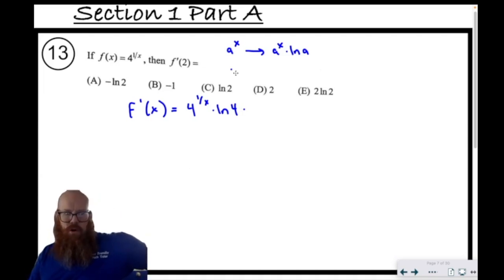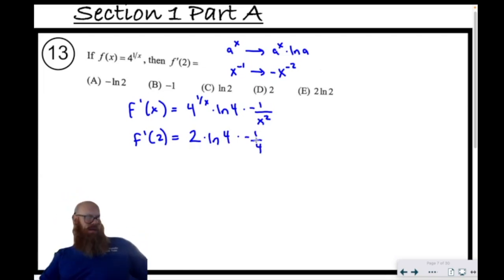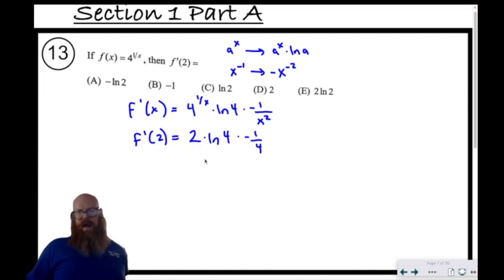So I got to multiply by the derivative of 1 over x. Well, you could think of 1 over x as x to the negative 1. So if you do the power rule, you get negative x to the negative 2, which is negative 1 over x squared. So then I am going to plug in 2. So that's 4 to the 1/2, which is 2, ln 4, times negative 1 over 2 squared, so that's negative 1/4. Well, now we're thinking, where is our ln 4? I don't see that answer, because 2 times negative 1/4 is negative 1/2.